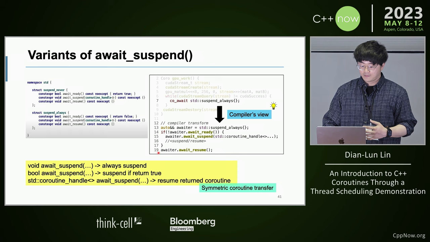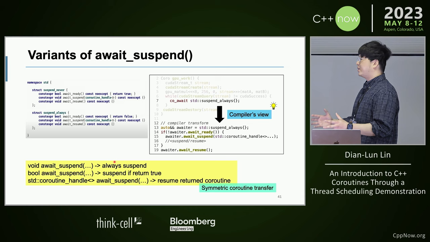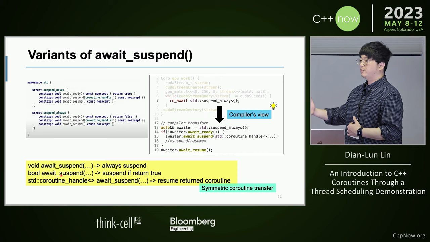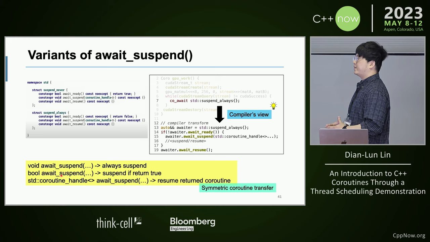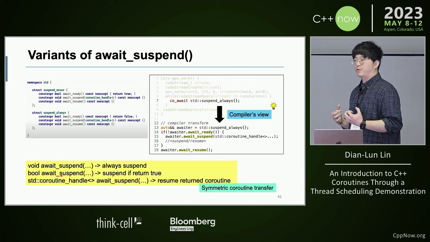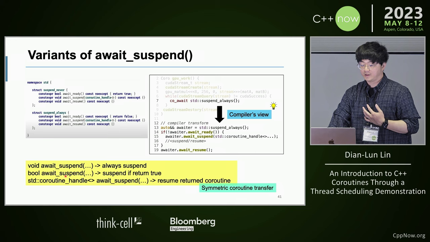There are variants of await_suspend. The first one we just talked about returns void. That means I always suspend and return back to the caller. The second is to return bool. If I return true, I suspend. If not, I directly resume this coroutine. The third variant is that I return a coroutine handle. That's what we call symmetric coroutine transfer, for anyone in the know. It means that I suspend my current coroutine, and then I directly resume the returned coroutine. So you don't need to go back to the caller.